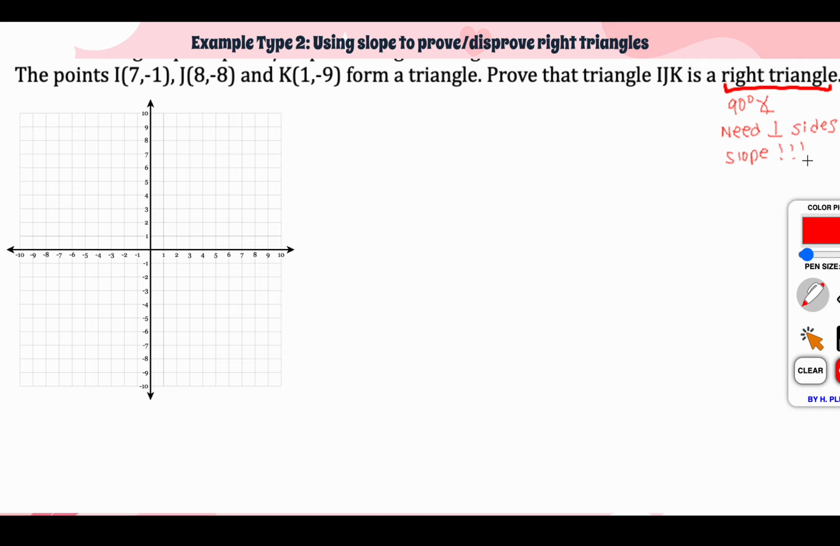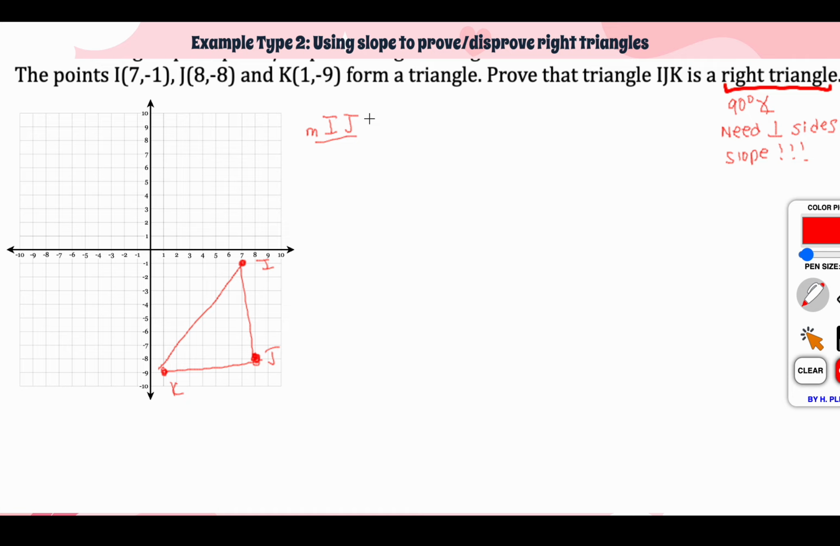Okay, so let's plot. We got (7, -1). We got (8, -8). And we have (1, -9). So we have I, J, and K. When you plot it, you can usually tell the sides that you're going to need the slope of, because you could see the right angle is going to be around right here, around point J. So I know I need the slope of IJ, and I know I need the slope of KJ as well.